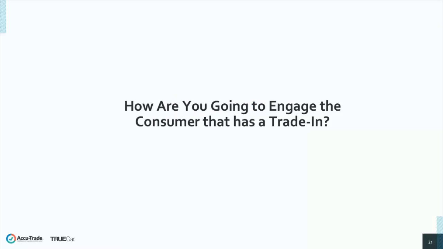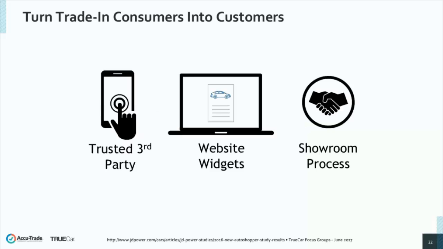So how are you going to engage the consumer that has a trade-in? What are we going to do? So we're going to turn the trade-in consumer into a customer. And the best ways that we see the most progressive dealers doing this is through trusted third-party website leads, website widgets, and their internal showroom process. So trusted third-party leads, do you want to speak to that?